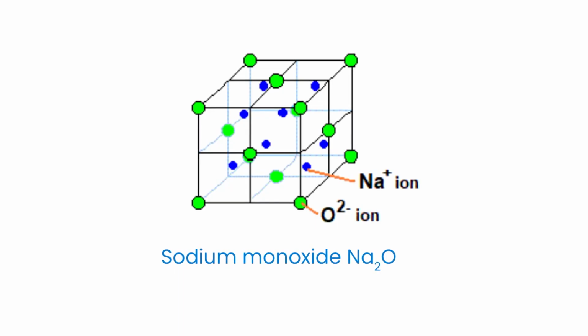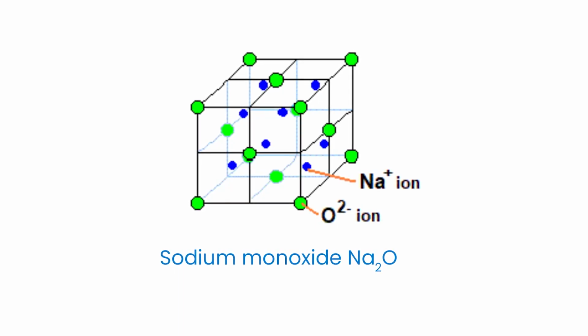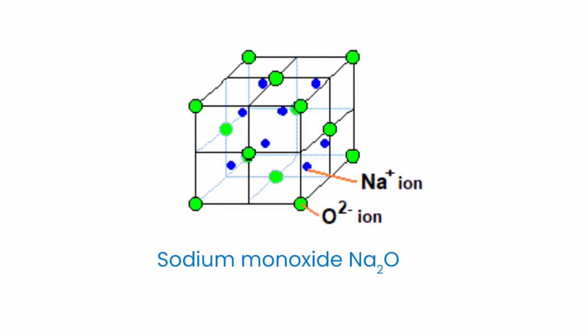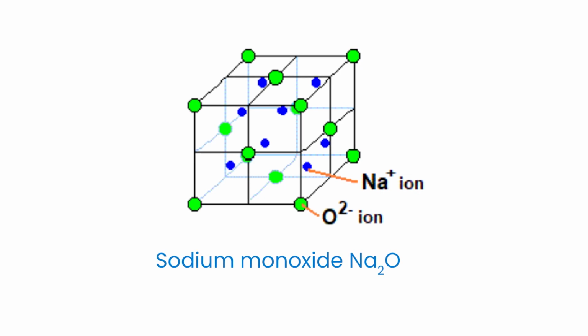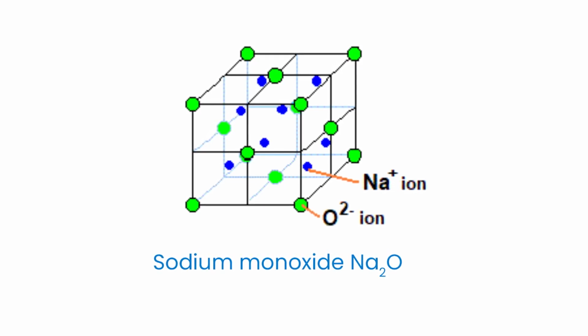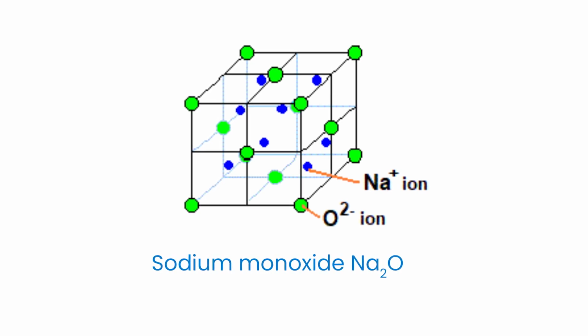Now, let us consider another example, sodium monoxide Na2O. It has an anti-fluoride structure which is opposite to the fluoride CaF2 arrangement. Here the anion O2 minus adopts cubic close pack or CCP, that is face centered cubic arrangement, whereas the sodium ions occupy the tetrahedral voids.